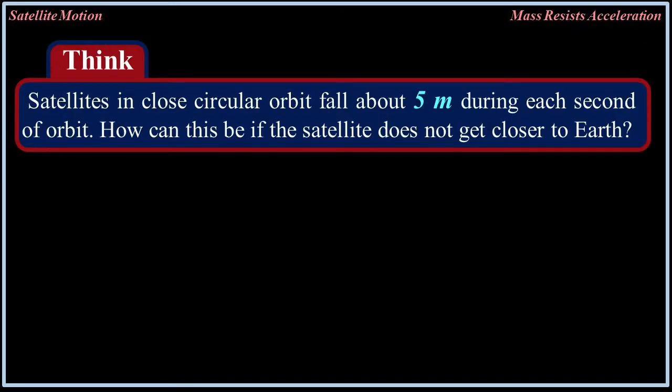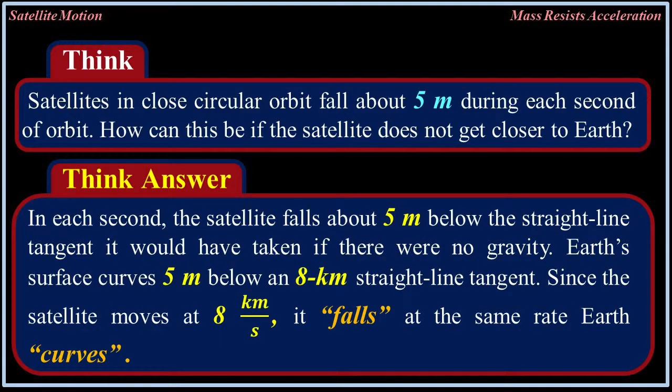speed. Think: satellites in close orbit fall about 5 meters during each second of orbit. How can this be if the satellite does not get closer to Earth? In each second the satellite falls about 5 meters below the straight line tangent it would have taken if there were no gravity. Earth's surface curves 5 meters below an 8-kilometer straight line tangent. Since the satellite moves 8 kilometers per second, it falls at the same rate. Earth curves.